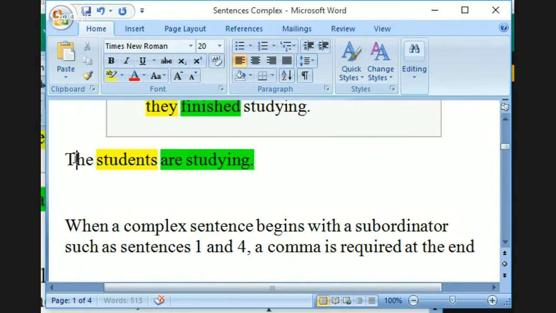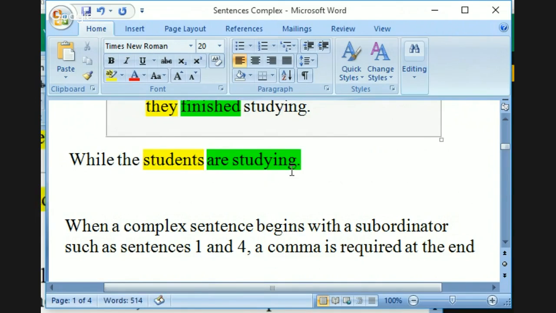Now, on the other hand, if I walk up to you on the street and you don't know me, and I say, for example, with a subordinator, while the students are studying, and that's all I say, I don't say anything else, would you understand me? No, I don't understand you. Of course not. It's incomprehensible to anybody. It makes absolutely no sense. It's an incomplete idea. And that is the difference.